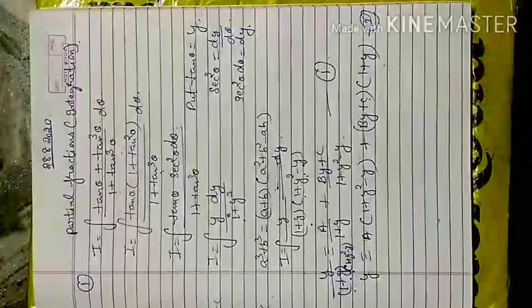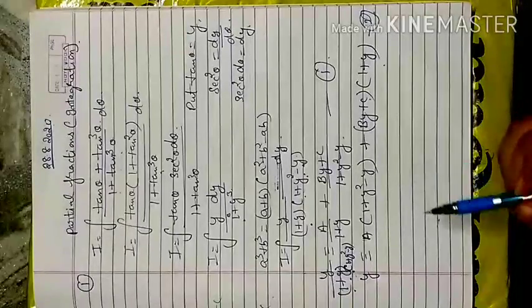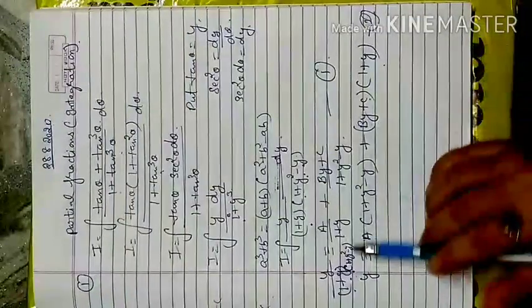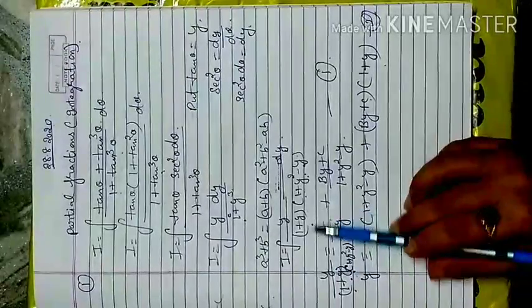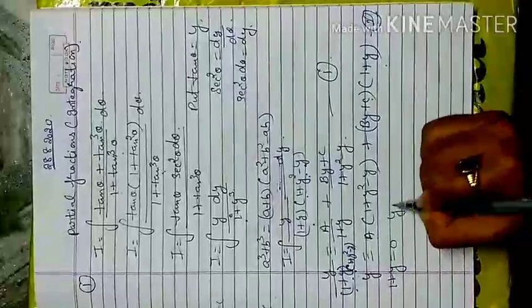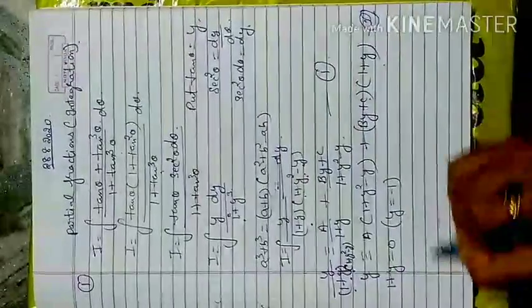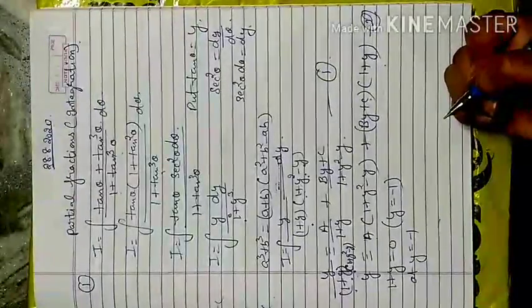Now what you will do, you find the variables. The basic thing you have to do: first we think about whether any linear factor is present in the denominator. Yes, 1 plus y is there. If 1 plus y is equal to 0, that means y is equal to minus 1. So first you have to substitute y is equal to minus 1 to identify the variables.